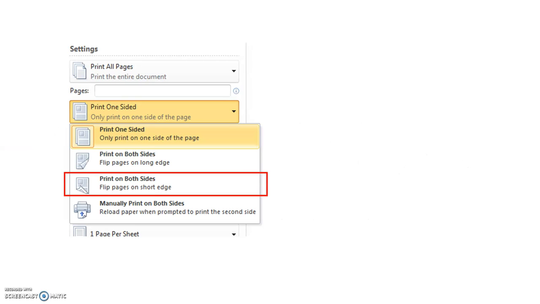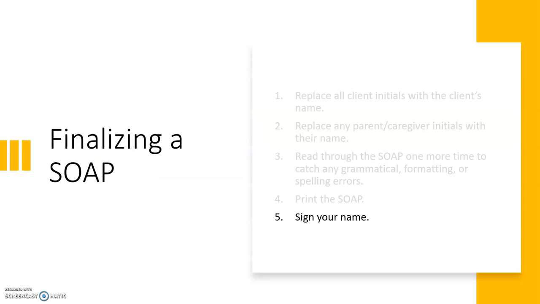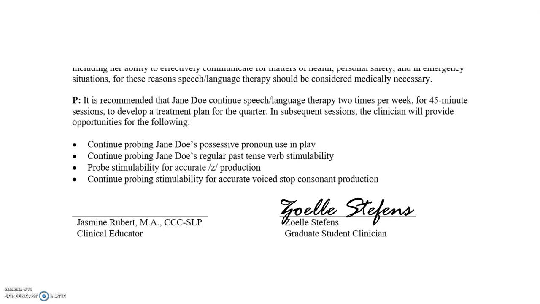Now, I recommend that if you're printing it double-sided, you want to print it with the pages flipped on the short edge because of the format in which the files are stored. It's going to just make it easier for people to read that client file. Then you sign your name on the appropriate line as demonstrated here, and your SOAP is done and ready to go to your supervisor's in folder. Nice job!